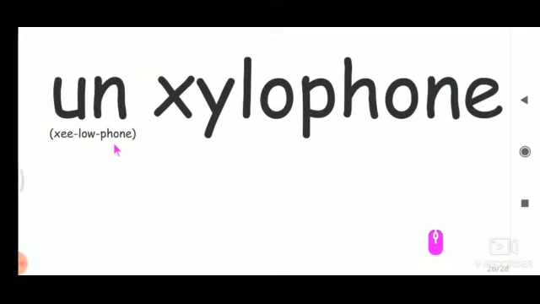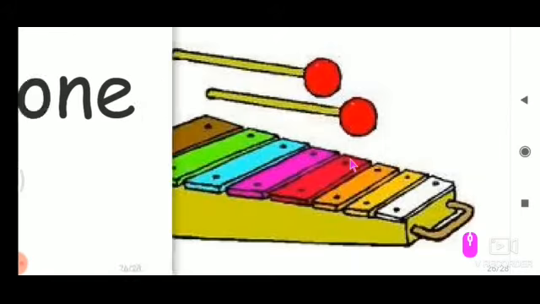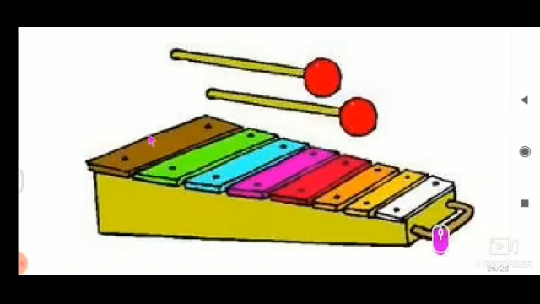Xylophone, xylophone, and xylophone. Repeat. And xylophone. Xylophone, this you know very well from your childhood. You will like to play this, right? Yeah, it will give different sounds.